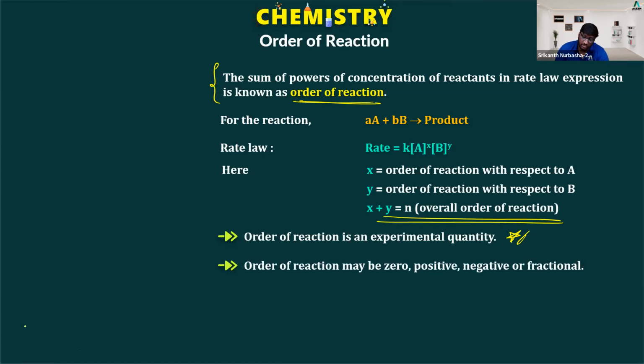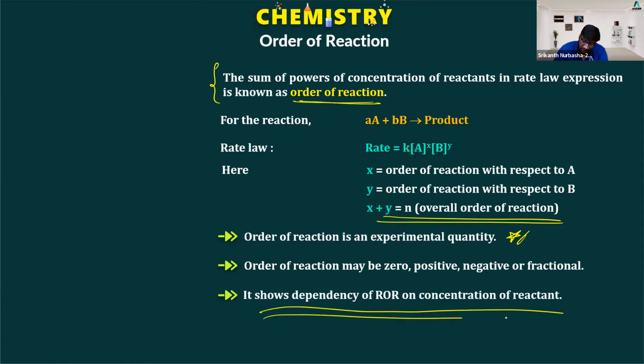Right. And order shows what? Order of the reaction may be 0, positive, negative, or fractional. Order shows the dependence of rate of reaction on concentration of reactant. What does order mean? You don't need to say order is the power. Order actually shows us the dependence of rate of reaction, like how the rate of reaction is dependent on the concentration of any reactant, that is order.